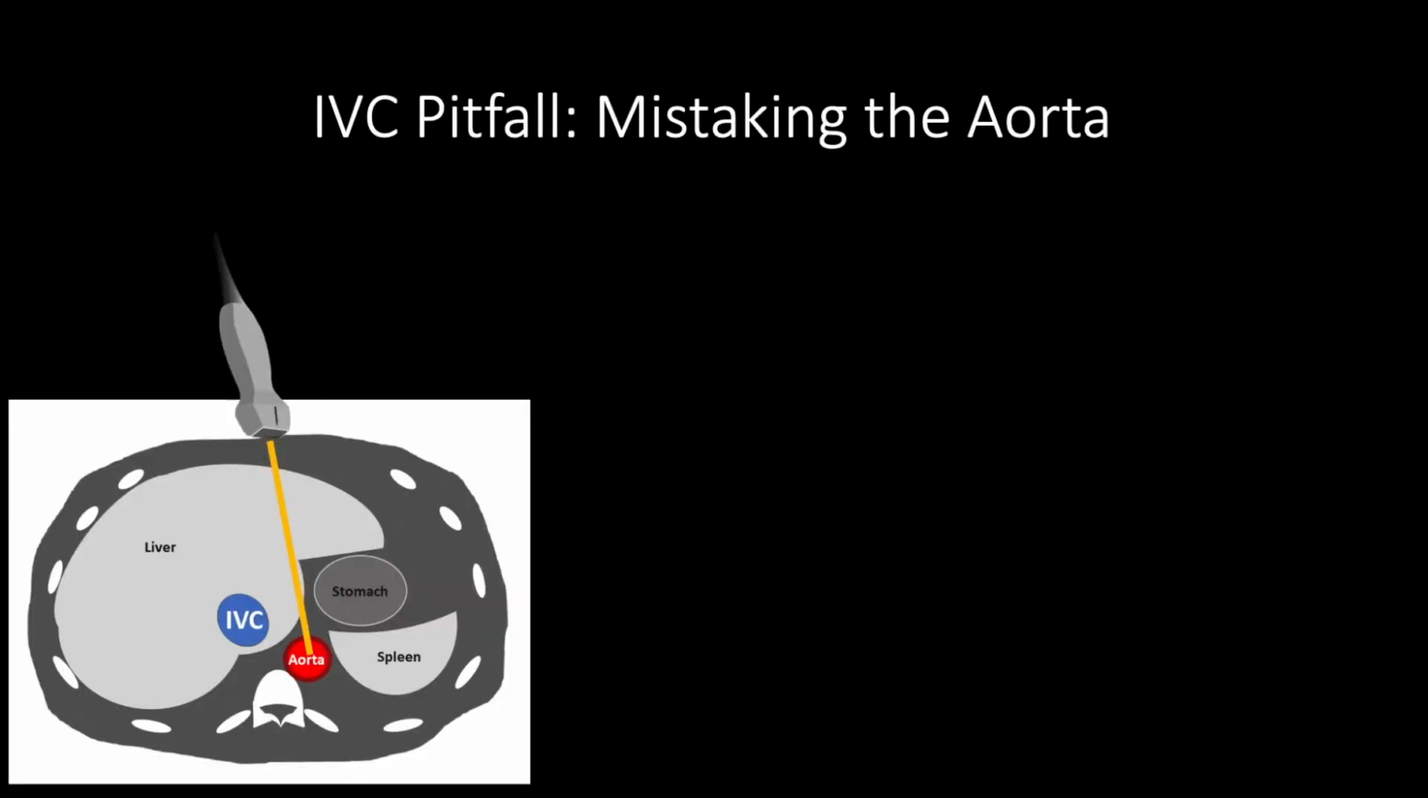All right, let's cover a few additional inferior vena cava pitfalls. The first and most common one is confusing the aorta for the inferior vena cava. They're right next to each other. So just shifting your probe, fanning from one angle to the next, can really make a huge difference.